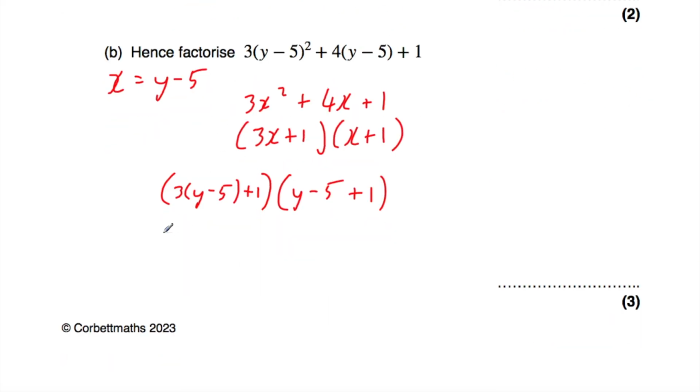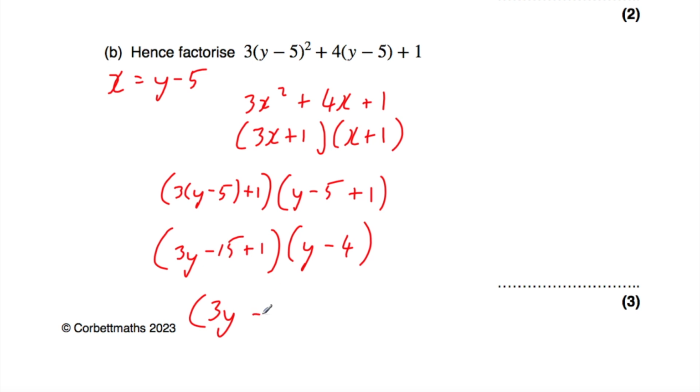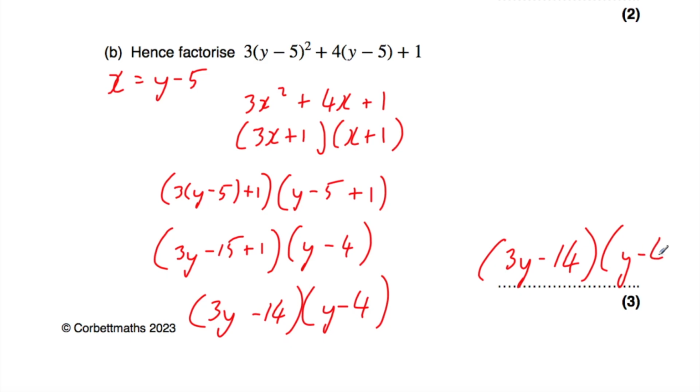Okay, now let's simplify this. In our first bracket, 3 times y would be 3y, and 3 times minus 5 would be minus 15, and then we've still got our plus 1. And then here we've got y minus 5 plus 1; minus 5 plus 1 will be minus 4, so we've got y minus 4. Now this first bracket can be simplified a little bit further. We've got 3y, minus 15 plus 1 will be minus 14, and then our y minus 4. And that's it, so let's write that down. That's our answer: (3y minus 14)(y minus 4).